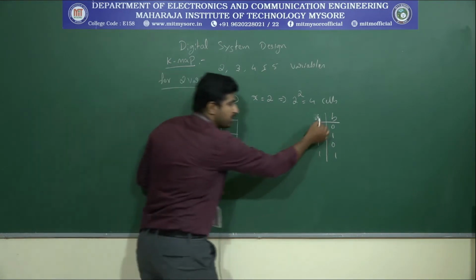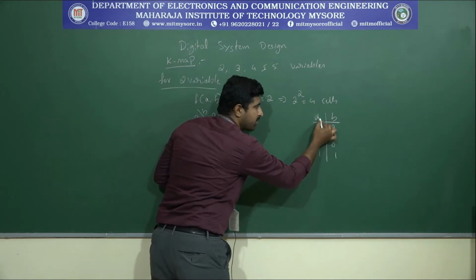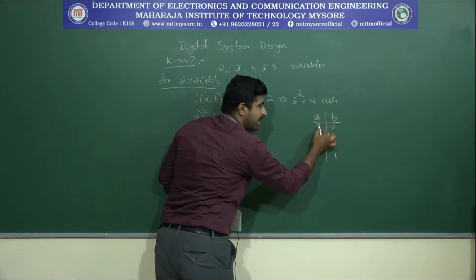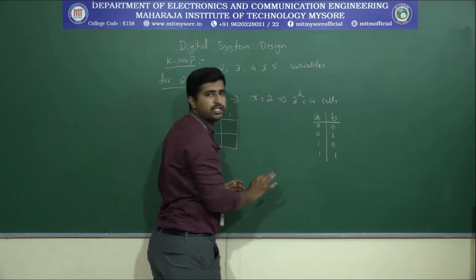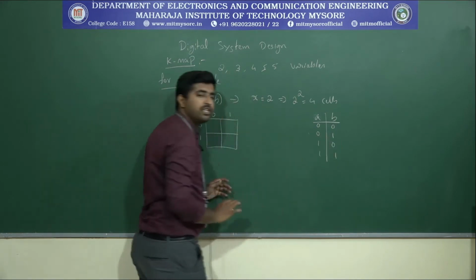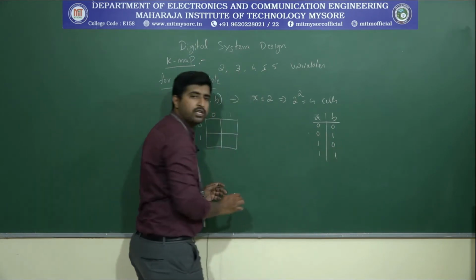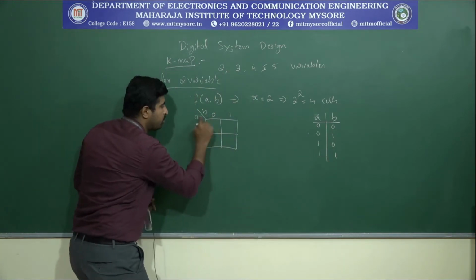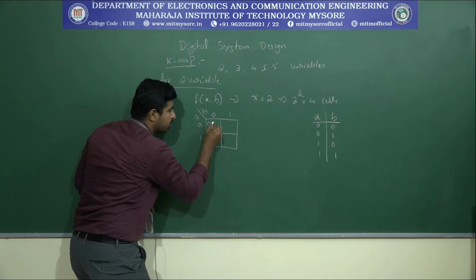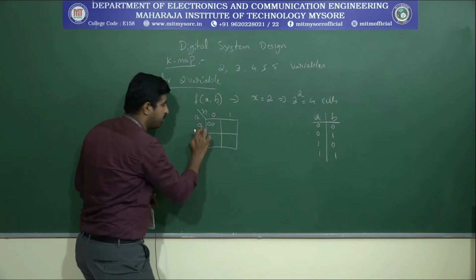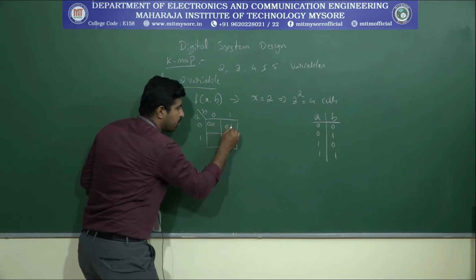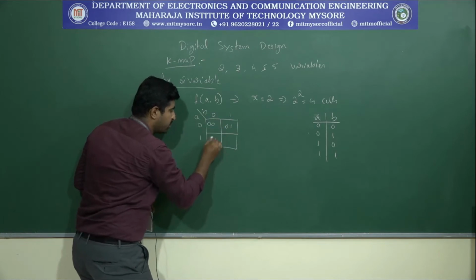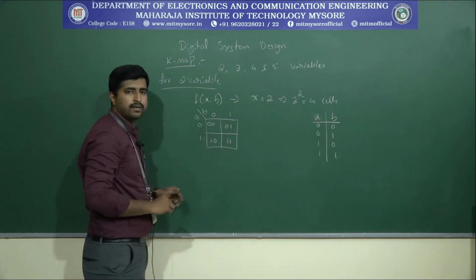In the truth table, a and b combined can form a 0 0 input combination, or 0 1, or 1 0, or 1 1. Similarly here also, a and b will form 0 0. Next a 0 b 1, 0 1. Next 1 0 and 1 1.